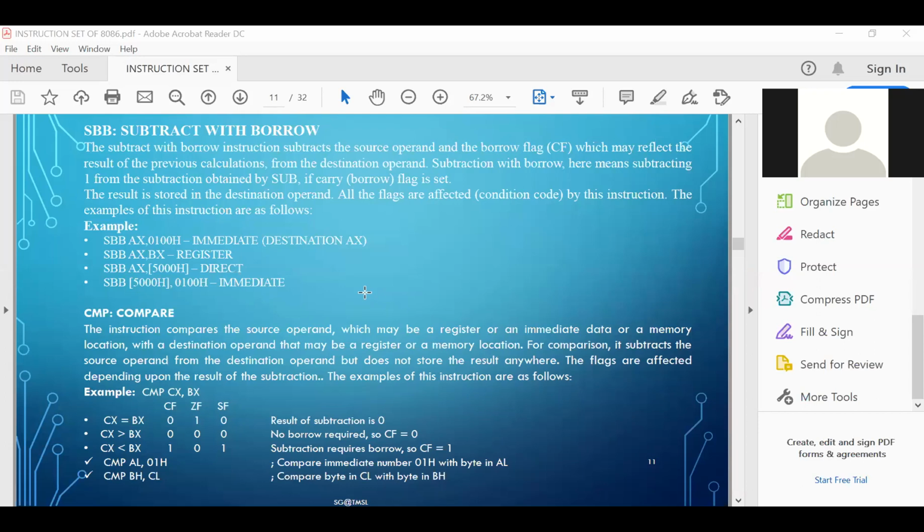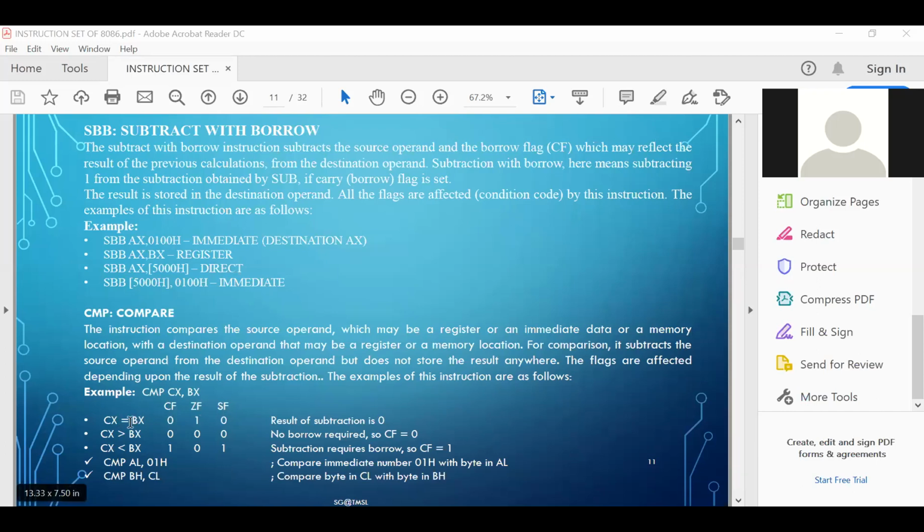Only three conditions will arise. Like in this case, CMP CX, BX means either CX is equal to BX, or CX is greater than BX, or CX is less than BX. Now according to these three conditions, there will be a change in flag status. This is the carry flag, this is the zero flag, and this is the sign flag.